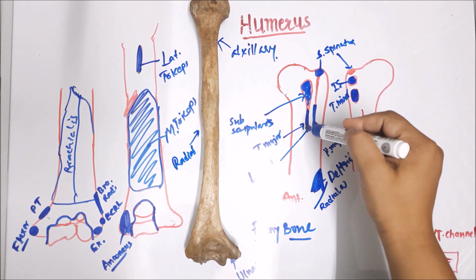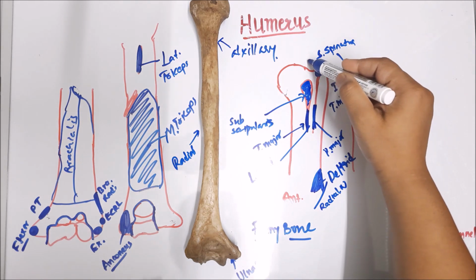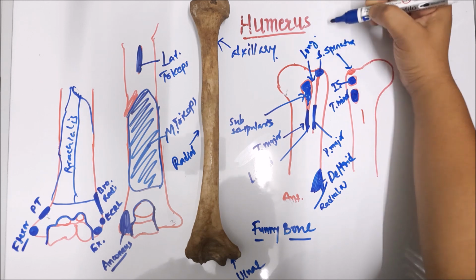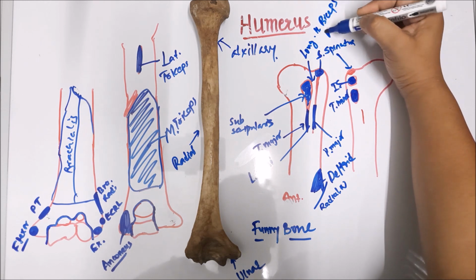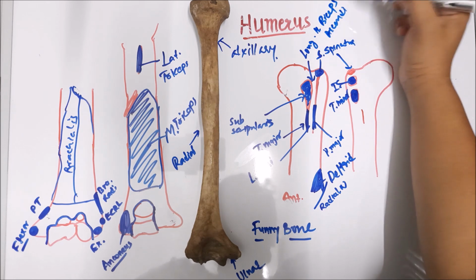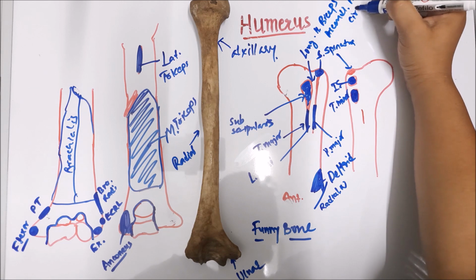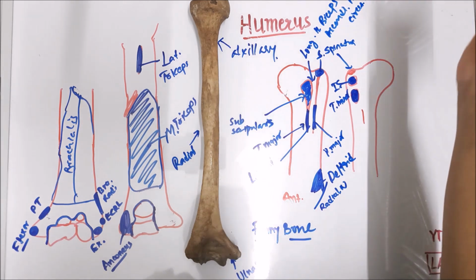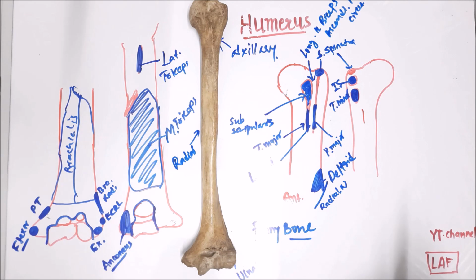Another most frequently asked question is about the intertubercular sulcus. The structures passing through the intertubercular sulcus are the long head of the biceps and the ascending branch of the anterior circumflex humeral artery. So these are frequently asked questions about the humerus. So this is all about the humerus.